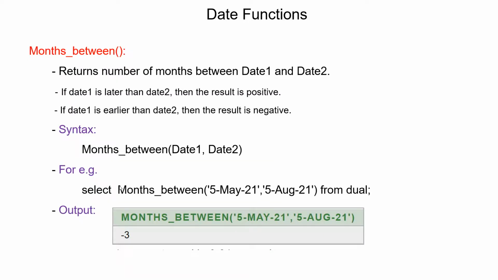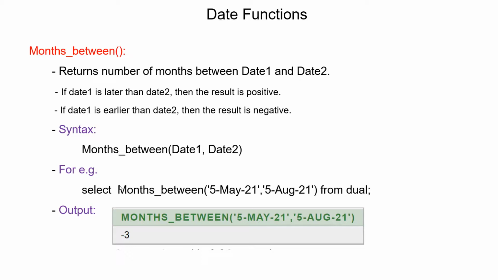Then the next function is months_between. As the name suggests, it will give the number of months between the dates. So this function returns the number of months between date 1 and date 2. Here date 1 and date 2 are the two input dates, and the function will find out how many months are there between these two dates.